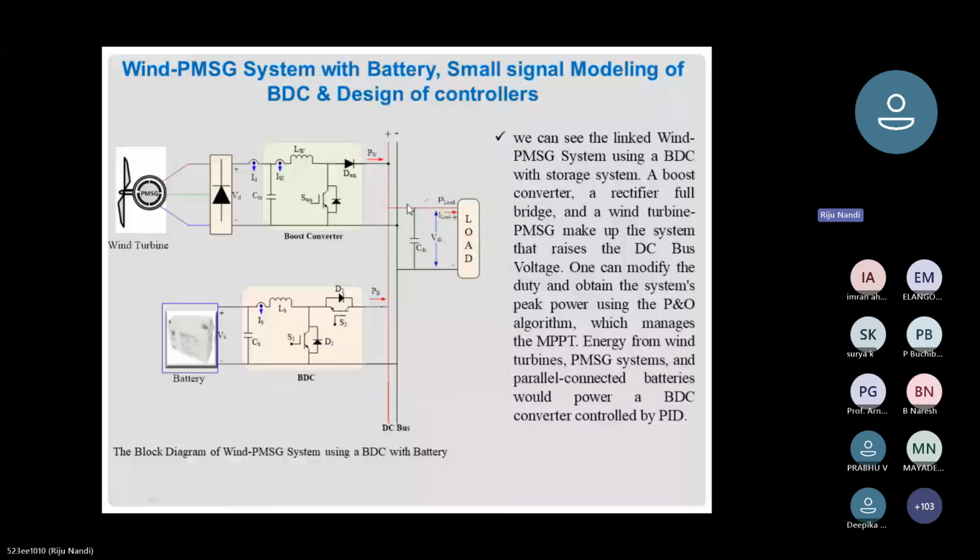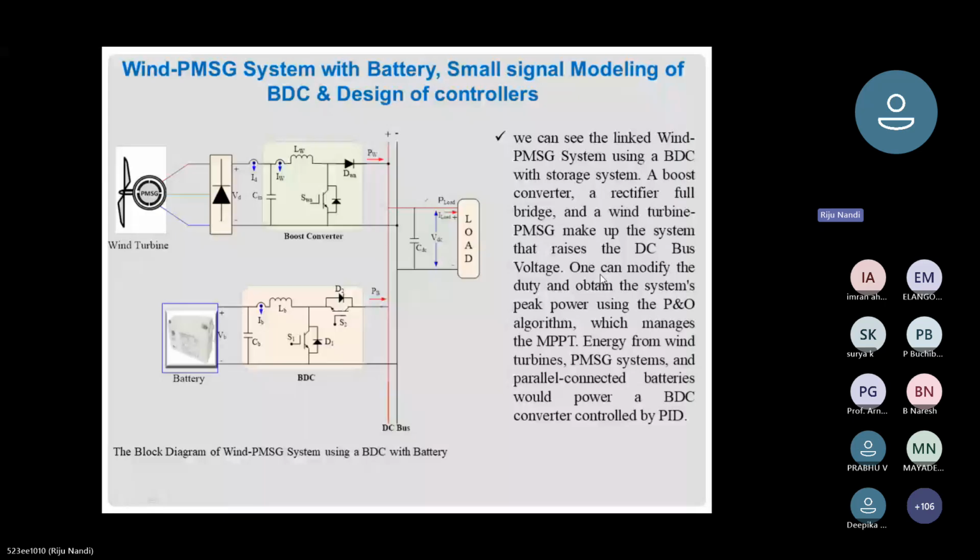Okay, we can see the linked wind PMSG system using a BDC with storage system. This is the storage system, and you can see a boost converter and a full bridge rectifier. I told already that this is the rectifier, and the wind turbine and PMSG make up the system that raises the DC bus voltage. One can modify the duty and obtain the system peak power using the P&O MPPT algorithm. I have used the P&O MPPT technique for tracking the maximum power of the PMSG.